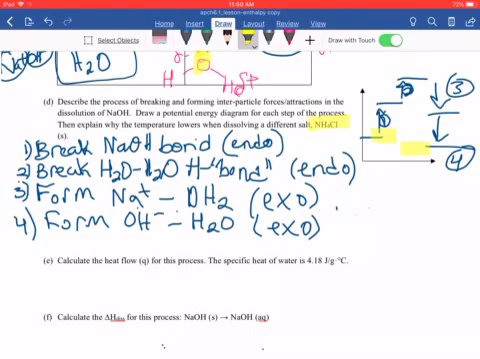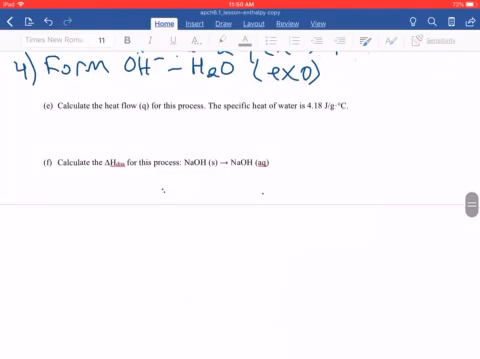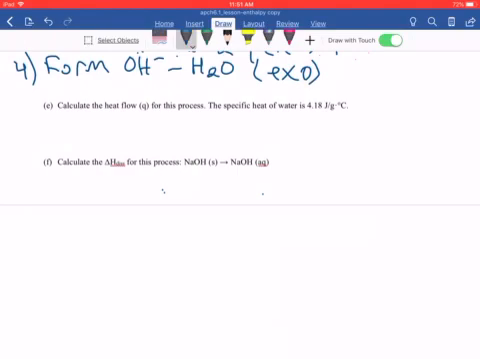All right, for E it says calculate the heat flow Q for this process. The specific heat of water is given. And so we have our simple equation, Q equals mcΔT. And so our mass was given to us way up above. It was 100 grams. So go back to the beginning. It was 100 grams of water.